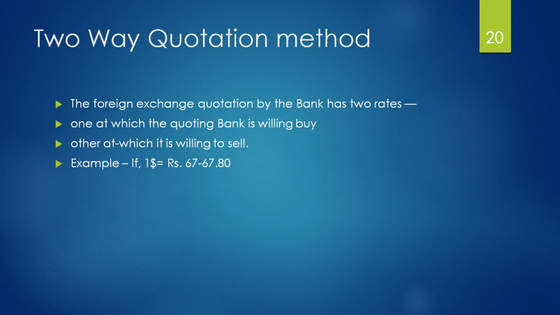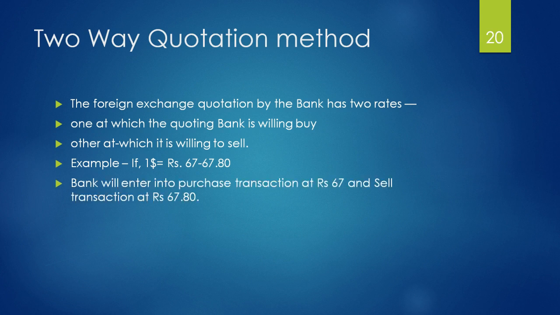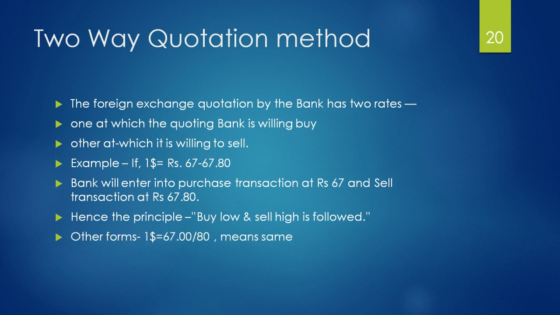Hence the principle buy low and sell high is followed in order to maintain the profitability and recover general transactional expenses. There are other forms also like $1 equals 67.00/80. This also means the same. That is, bank will purchase at rupees 67 and sell at rupees 67.80. So don't get confused in examination.